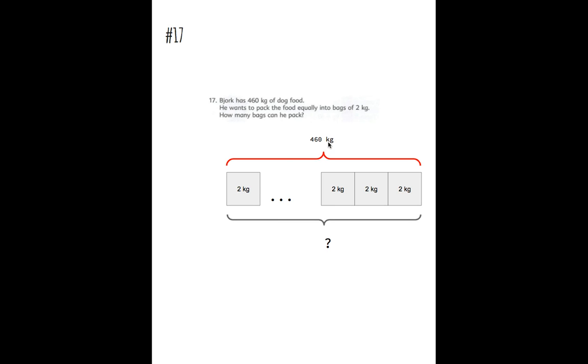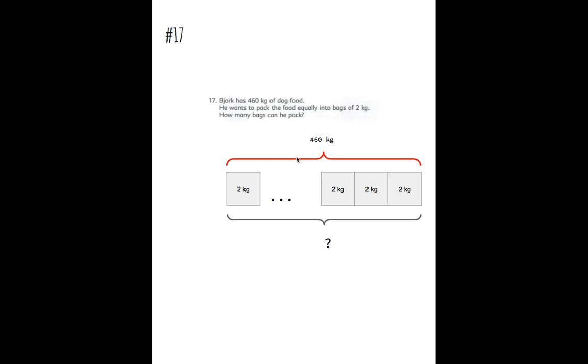If we have 460 kilograms of dog food as our whole and 2 kilograms in each bag, we need to find another part, but we're looking for a smaller number. So we need to divide 460 divided by 2. A lot of you are like, wait a minute, I don't know how to do this because this is long division. Well, let's relook at this and help you problem solve because you can certainly do this.